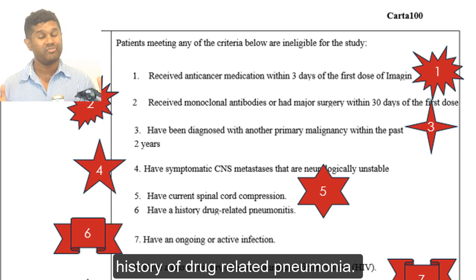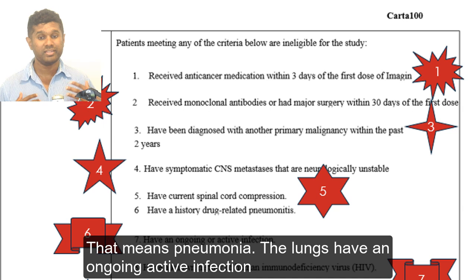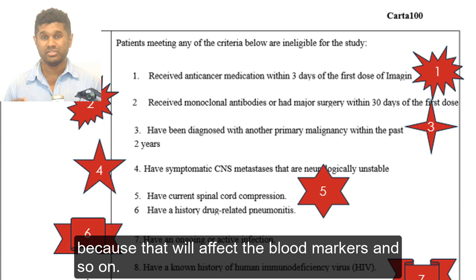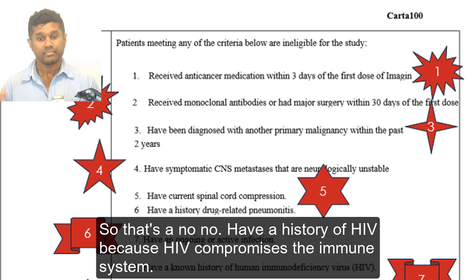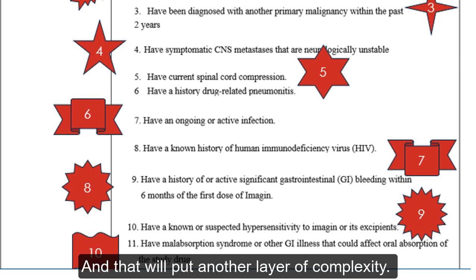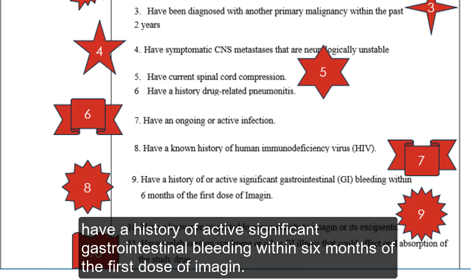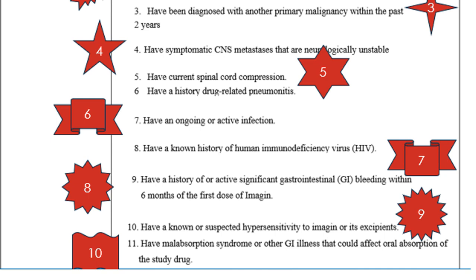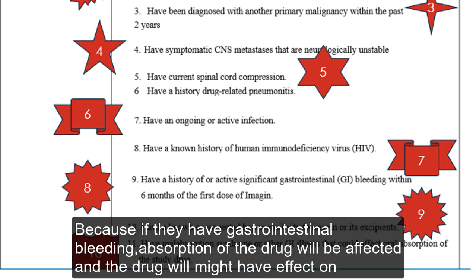Then have a history of drug-related pneumonia. That means pneumonia of the lung. Have an ongoing active infection, because that will affect the blood markers and so on, right? So that's a no-no. Have a history of HIV, because HIV compromises the immune system, and that will put another layer of complexity. So we don't want that. Have a history of active significant gastrointestinal bleeding within 6 months of the first dose of Imagine. Because if they have gastrointestinal bleeding, absorption of the drug will be affected, and the drug might have an effect on the damaged gastrointestinal system. So that's a no-no.